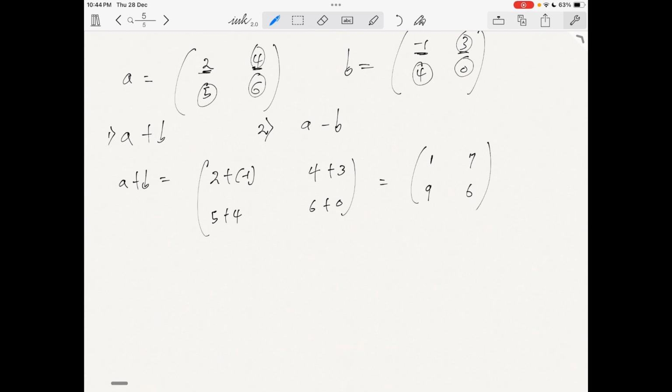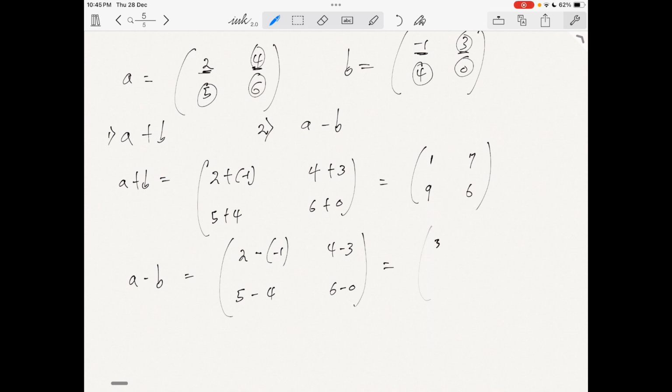Now you notice that the resulting order of addition or subtraction is usually the order of the principal matrices that we are adding or subtracting. So let's perform A minus B. We just change the positive to negative: 2 minus minus 1, 4 minus 3, 5 minus 4, 6 minus 0. Now 2 minus minus 1 is 2 plus 1. That will give me 3.